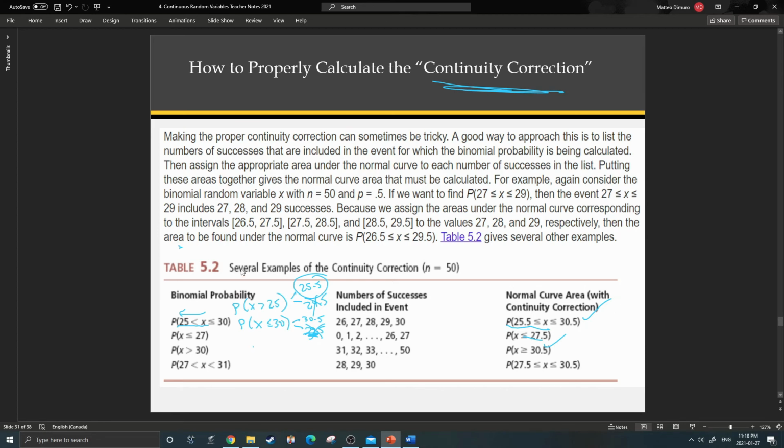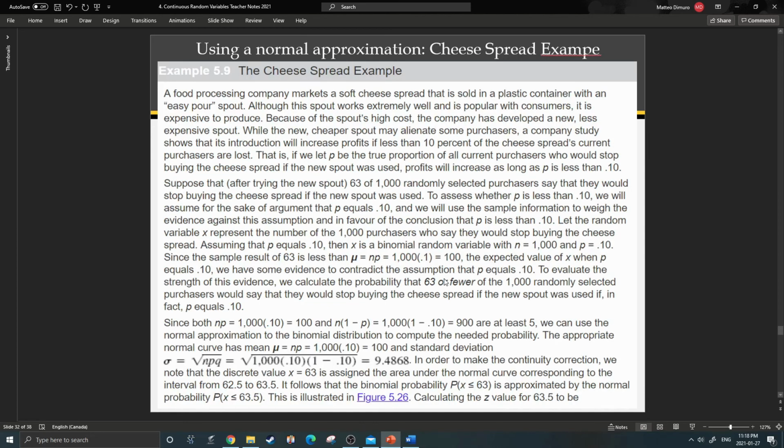Boom. If you do it that way, it takes an extra 30 seconds, but you'll always have the right continuity correction. And that's the DeMuro method.